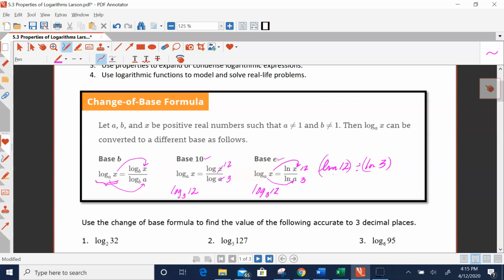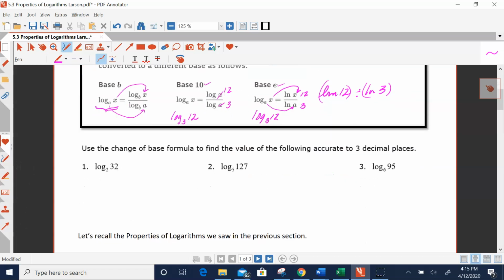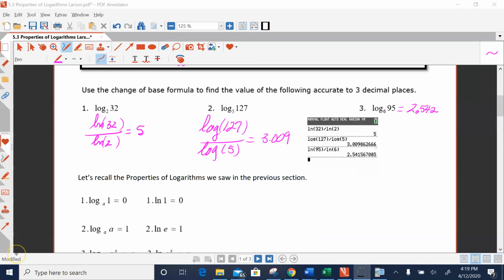So let's use it. So use that property. Let's change all three of these using either base 10 or ln to find their values. Work on that, pause it, come back and check your answers.